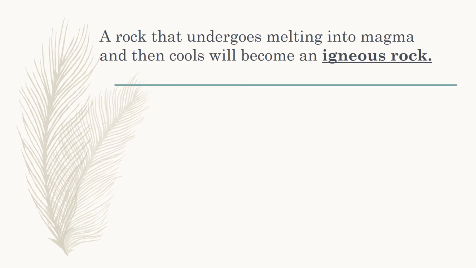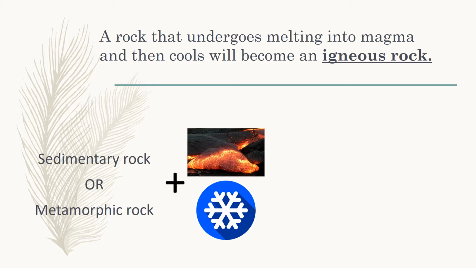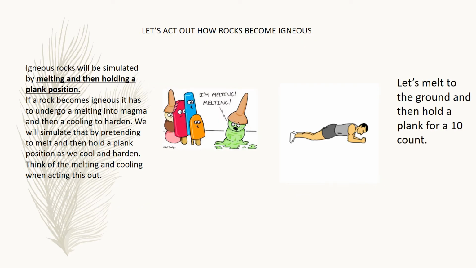Now that you've acted out your metamorphic rock, let's work on our igneous rock. A rock that undergoes melting into magma and then cools will become an igneous rock. So, taking either one of the types of rocks that are left and adding a high melting point and then cooling, you will get an igneous rock. So let's act out how rocks become igneous.